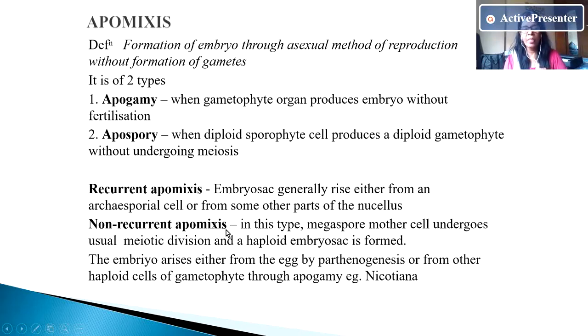Non-recurrent apomixis, in this type, megaspore mother cell undergoes usual meiotic division and a haploid embryo sac is formed. This embryo arises either from the egg by parthenogenesis or from other haploid cells of gametophyte through apogamy. You know the structure of female gametophyte. See here, that is the embryo arises either from the egg by parthenogenesis or from haploid cell of gametophyte through apogamy. That is Nicotiana.